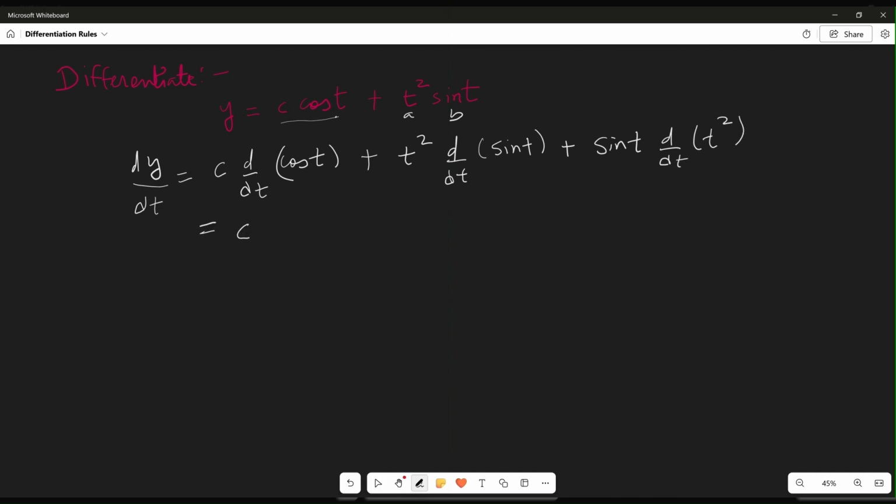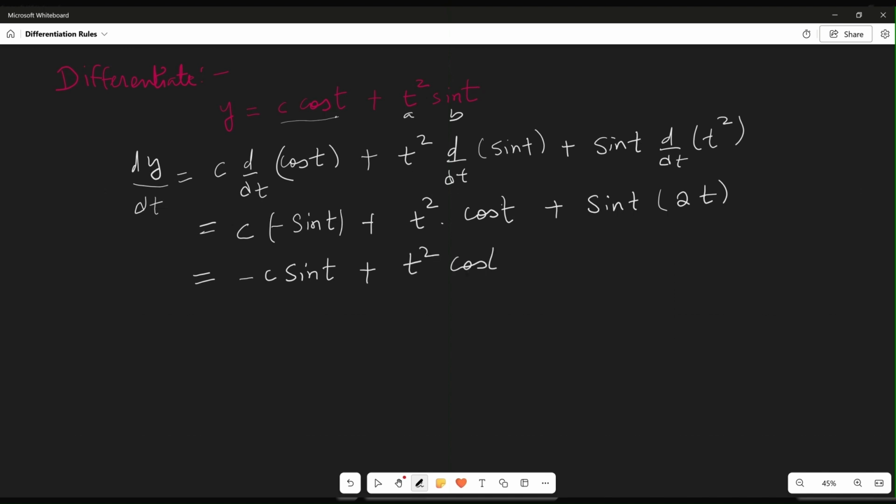Okay, this is going to be, cos means negative sign, so cosine derivative is sine t, plus t square. Derivative of sine t is cosine t, plus sine t times derivative of t square is 2t. Okay, what we have is negative c times sine of t plus t square cosine t plus 2t sine t.